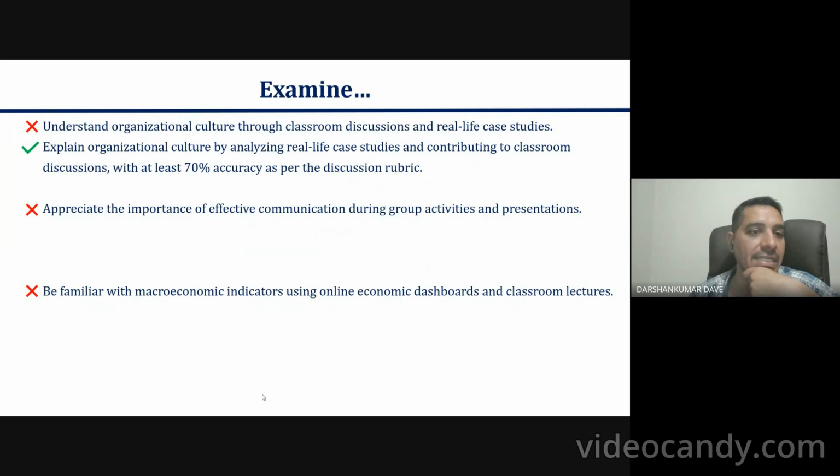The first one: understand organization culture through classroom discussion and real life case. The target is whether my student is able to deal with the organizational culture or not, depending on the classroom discussion or real life case studies. So how can I reframe this? I can use explain. What I want is my students should be able to explain the organizational culture by analyzing real life case studies and contributing to classroom discussions with at least 70% accuracy.